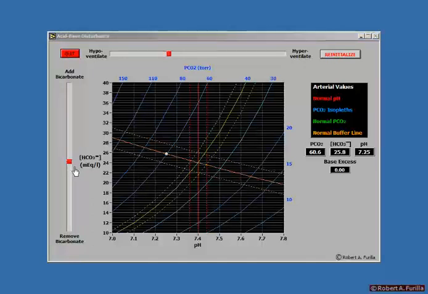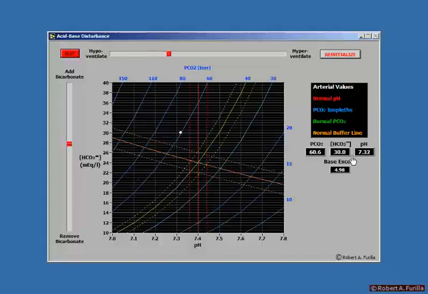If the kidneys now try to recover the pH by excreting hydrogen ions and recovering bicarbonate, let's bring this up to here. Bicarbonate has come up to 30. Base excess is nearly 5. Clearly there's now an increase in base added to the system. So this is a respiratory acidosis.